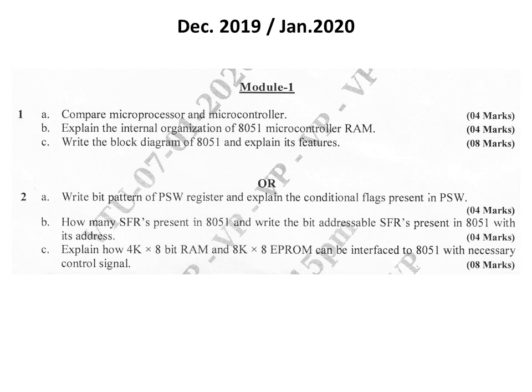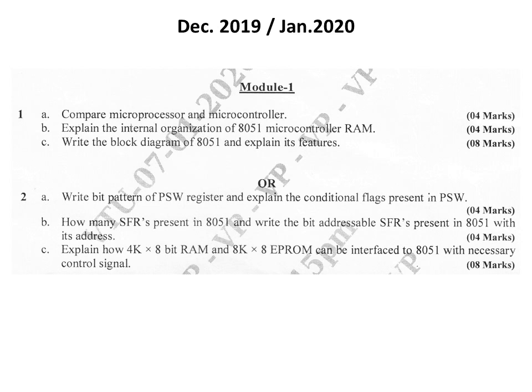Then explain the internal organization of 8051 microcontroller RAM, the internal RAM organization. Again asked for 4 marks here. Better to write the internal RAM organization diagram and explain that. Mainly it should include the general purpose area, bit addressable area, and the register banks.